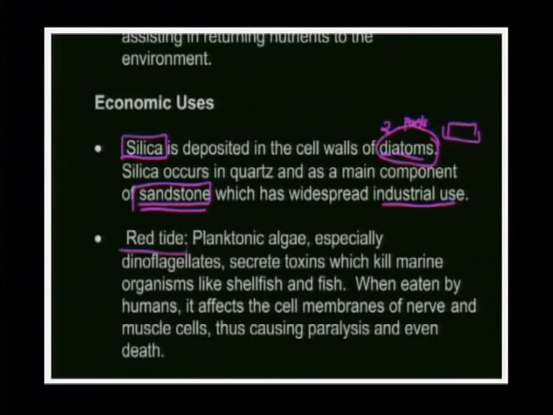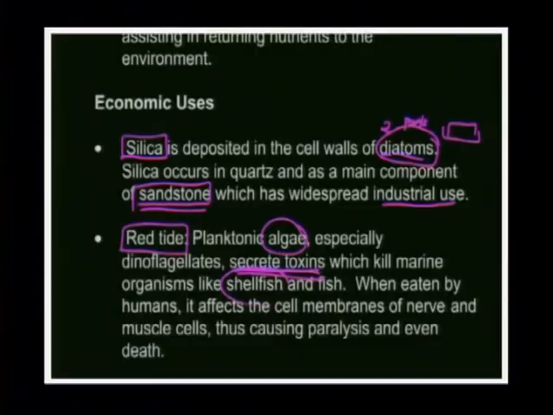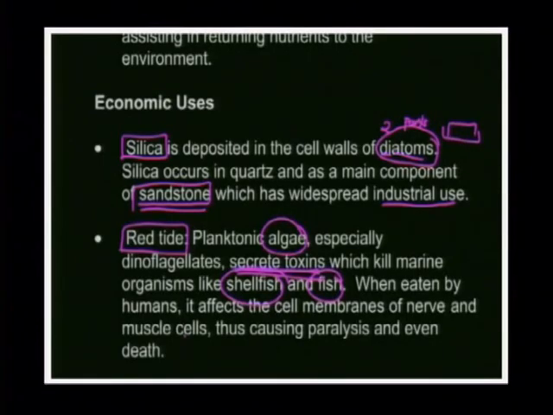Also, there is an interesting phenomenon called a red tide. Red tide involves algae, and what they do is they give off toxins. These toxins are then taken in by a lot of other aquatic animals. This will include shellfish and fish. Now we need to be very careful of these, because what will happen is if we eat those that have been affected by a red tide, it can cause cell membranes and nerves and muscle cells to be affected, and it causes paralysis and even death.